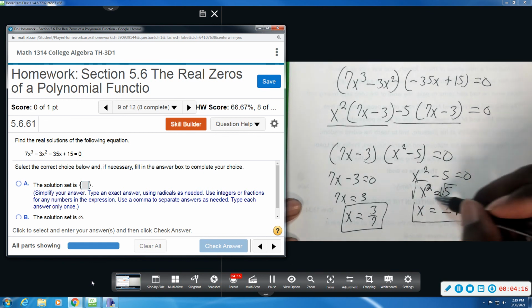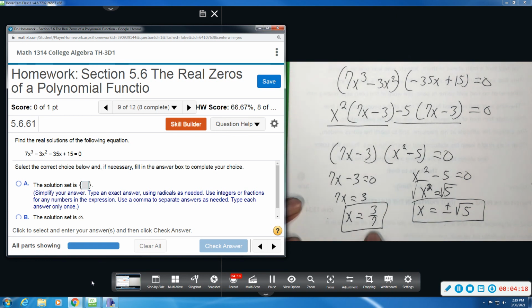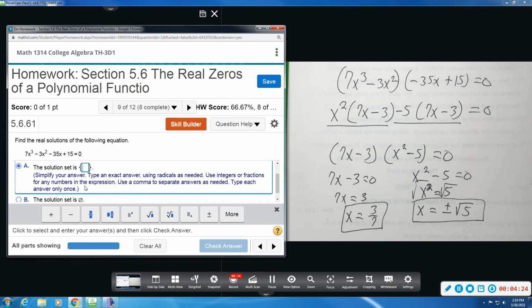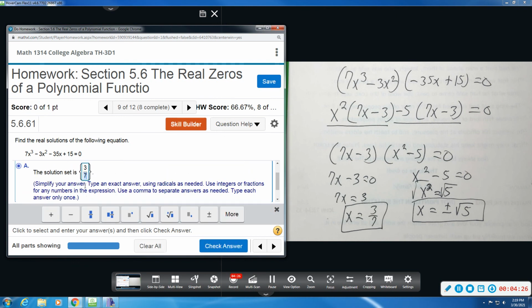So these will be our 3 solutions. 3/7, positive square root of 5, and negative square root of 5.